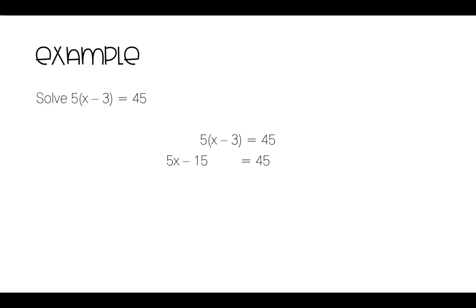Again, we're going to do the opposite, so we're adding 15 to either side. So we end up with 5x equals 60. Then we divide both sides by 5, which gives us x on its own and 12 as our answer. So again, pause it, substitute it back in, and see if you get the correct answer. So 5 times 12 minus 3 gives us 5 times 9, and 5 times 9 is 45.